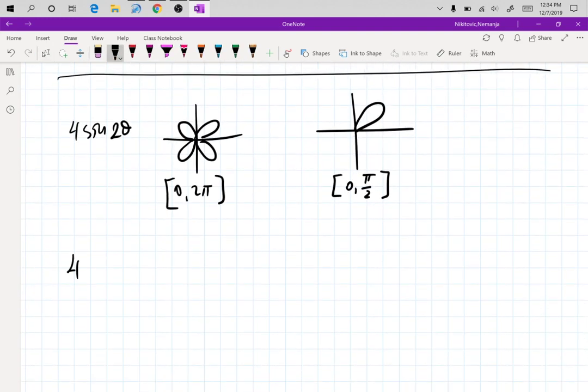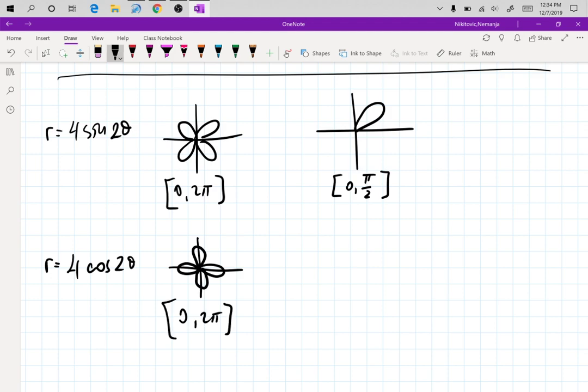Because for r equals cosine 2 theta, we'll have your flower this way, centered on the axis from 0 to 2 pi. And you know what's traced from 0 to pi over 2? Exactly. It starts here, and it traces half of this one, and it traces half of that one, and stops there. That's how annoying these things can be.